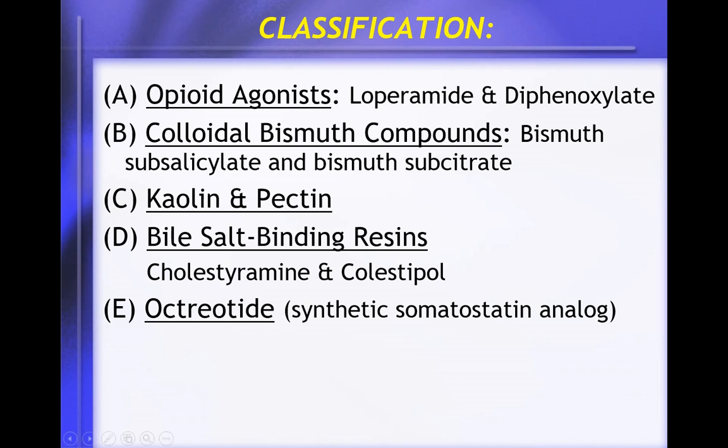The bile salt binding resins, cholestyramine and colestipol, are effective to treat the diarrhea due to the bile salt excess, which may be due to the malabsorption of the bile salts. Octreotide is the somatostatin analog. It decreases the intestinal movements and secretion as well, along with the other actions.